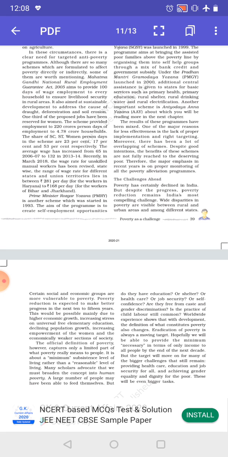Now, the official definition of poverty also captures only some limited part of what poverty really means. It is about a minimum subsistence level of living. Rather, it should be about a reasonable level of living. Many scholars advocate that the actual definition of poverty must be broadened, and the concept of poverty should be broadened to the concept of human poverty.